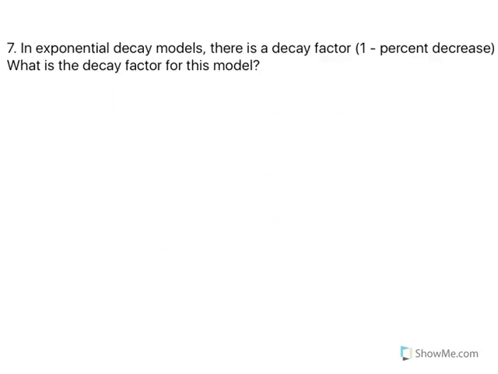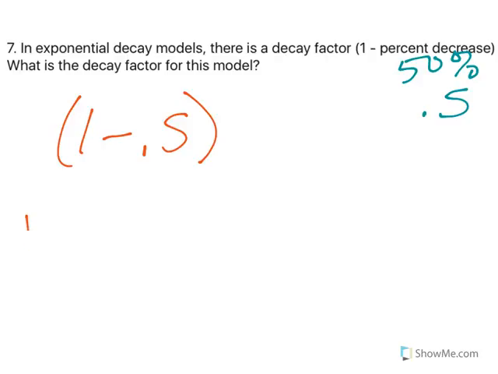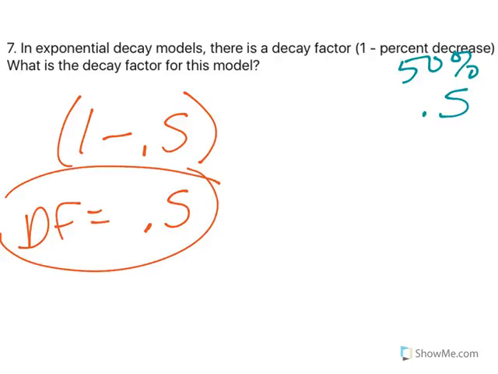Number 7. In exponential decay models, there is a decay factor, 1 minus a percent decrease. What is the decay factor for this model? Now, the percent decrease we know was 50%, so as a decimal it's 0.5. So if we take 1 minus 0.5, our decay factor is 0.5, which we kind of already talked about in that we multiplied each time by 0.5 to find the next answer.